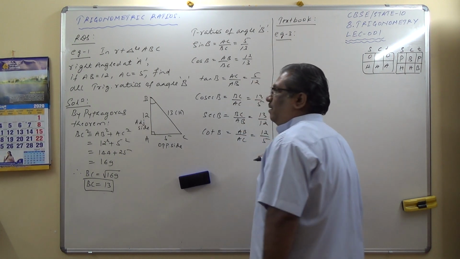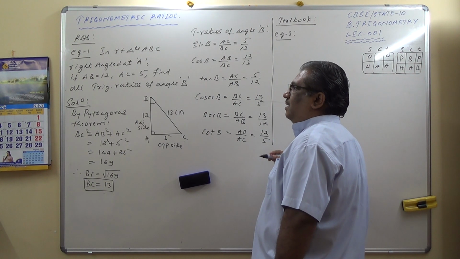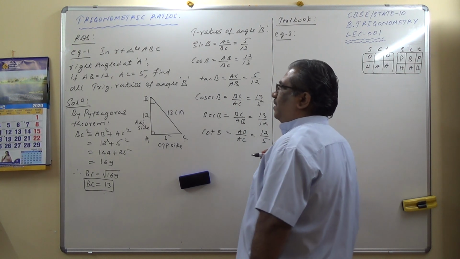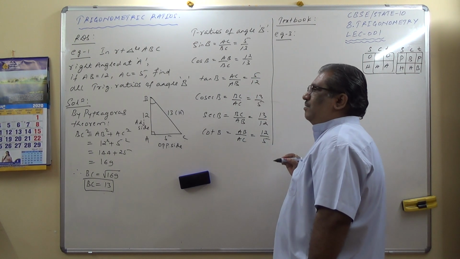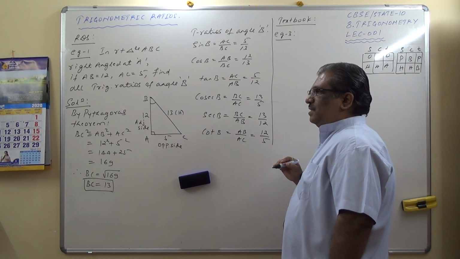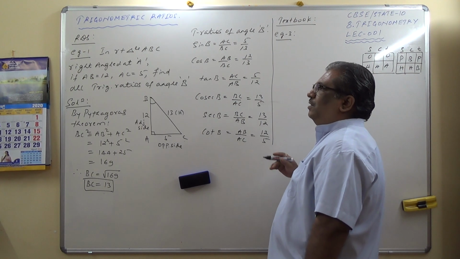Let me read it. Consider triangle ACB right angled at C, in which AB equals 29 units, BC equals 21 units, angle ABC equals theta, and determine the values of first, cos square theta plus sin square theta, second, cos square theta minus sin square theta. So this is example 3.